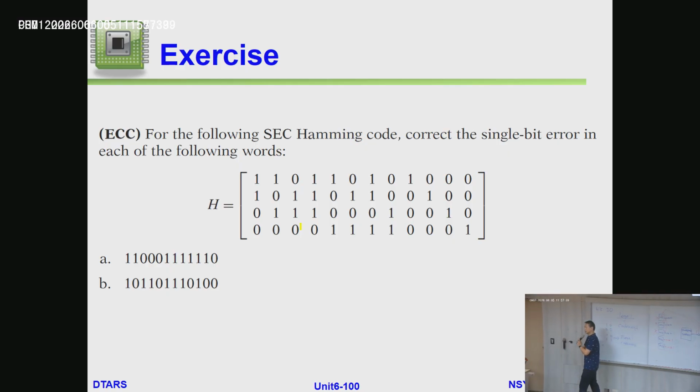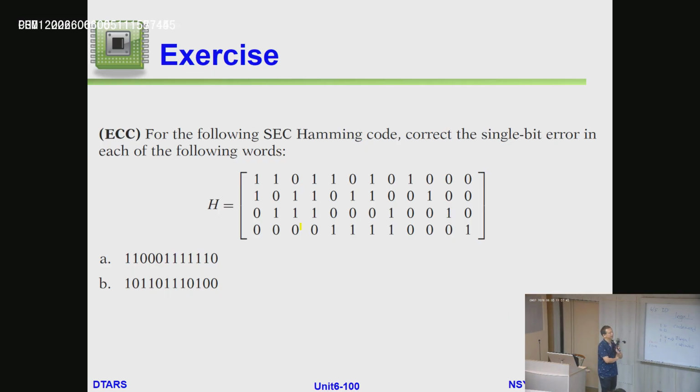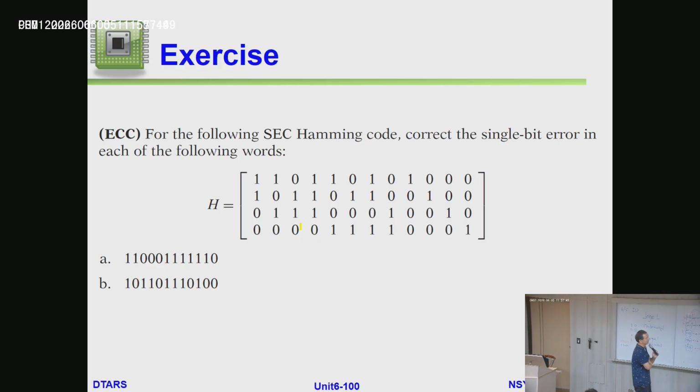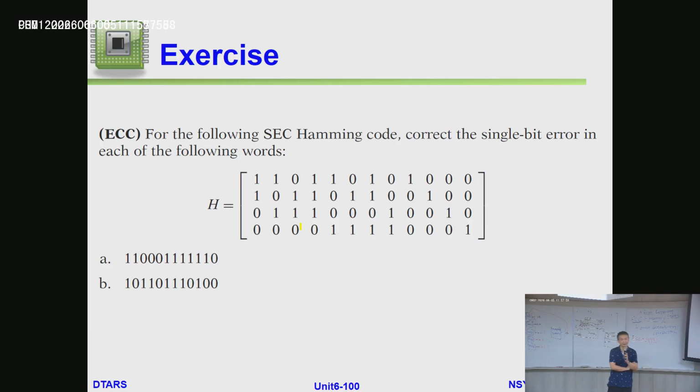Try to do the calculation and check if the result is 0 or not. If not, then check if it can be mapped to some columns of the check matrix, so that you can determine if the error can be corrected or not.